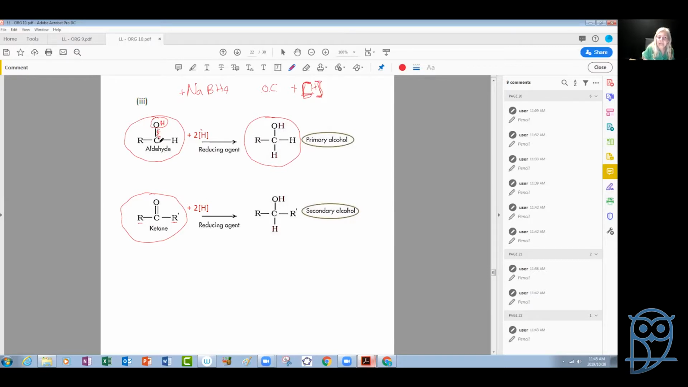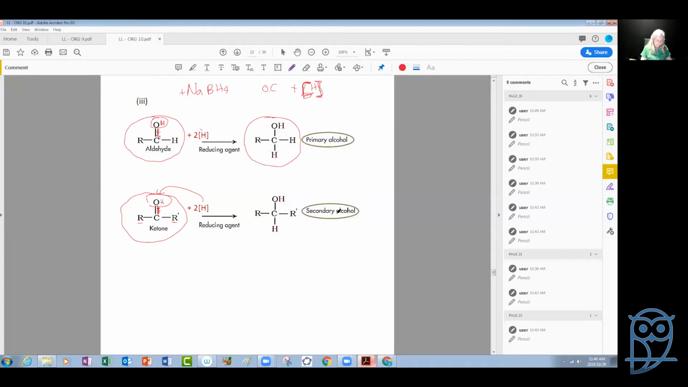But if this is a ketone, and again the ketone reduces and picks up a hydrogen, you see now this hydroxyl group is connected to a carbon which is not at the end of the molecule because it's a ketone, and that is why this will be a secondary alcohol. So the result of the reduction of an aldehyde is a primary alcohol, but the result of the reduction of a ketone is a secondary alcohol.